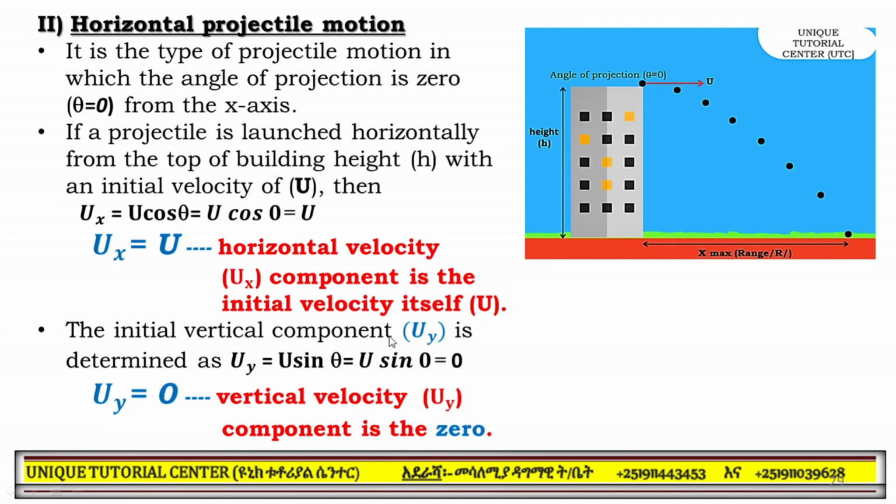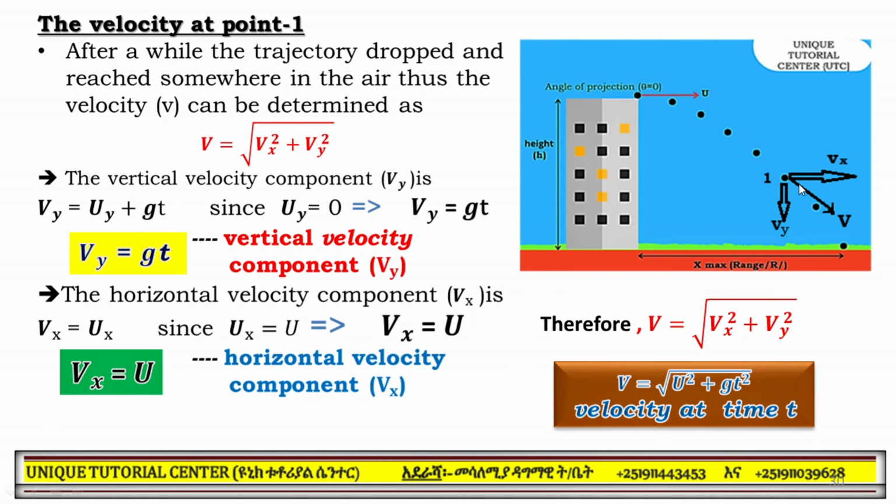How about the initial vertical velocity component uy? uy can be determined using the equation u sin theta. We know that theta is 0, sin 0 will give us 0, therefore there is no so-called vertical initial velocity component. So at this point, while the object is thrown horizontally, we have the horizontal velocity component ux as u itself, but the initial vertical velocity component uy is 0. Such a projectile motion is known as horizontal projectile motion. Then after a while the projectile may reach a different point.